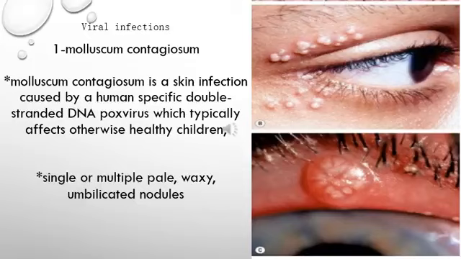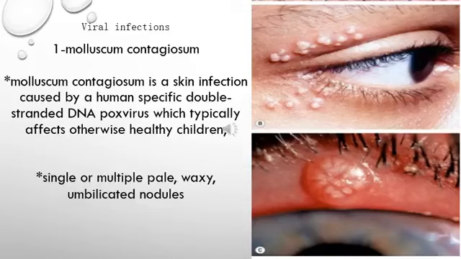Viral infection of the eyelid. We'll give an example here in this lecture about molluscum contagiosum infection and herpes zoster ophthalmicus. Regarding molluscum contagiosum, it is a skin infection caused by a human-specific double-stranded DNA pox virus, typically affecting otherwise healthy children, with a peak incidence between 2 and 4 years of age. Transmission is by contact and subsequently by auto-inoculation.